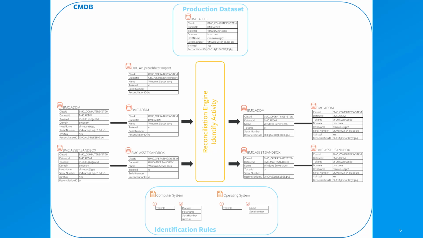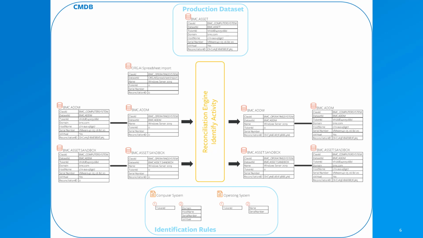The reconciliation engine now moves on to reconciling the children of the parent. In this scenario, it will look at the operating system CI record. Reconciliation then sees if there are any operating system records in the production dataset with the same token ID that are also related to the computer system. No records will be returned as the token ID is 0 and no existing relationships to the computer system record exist.